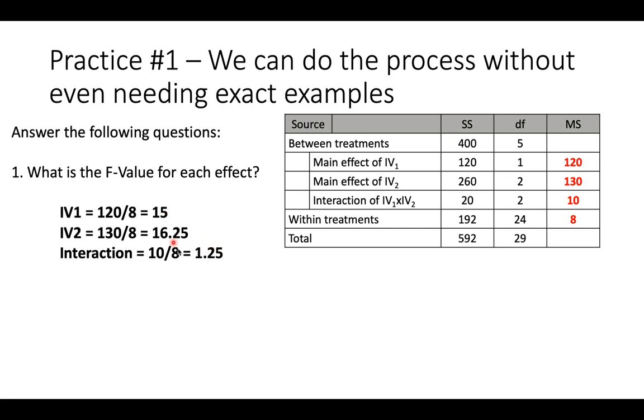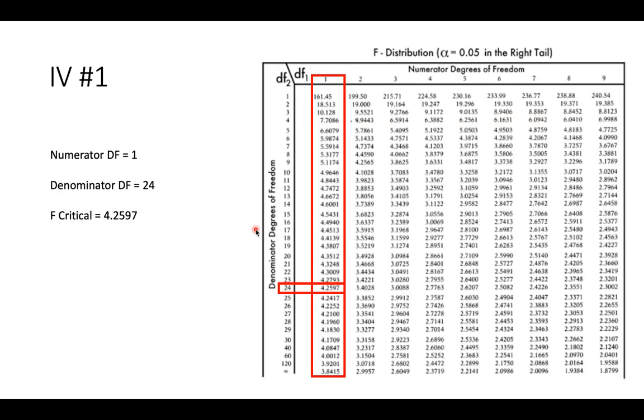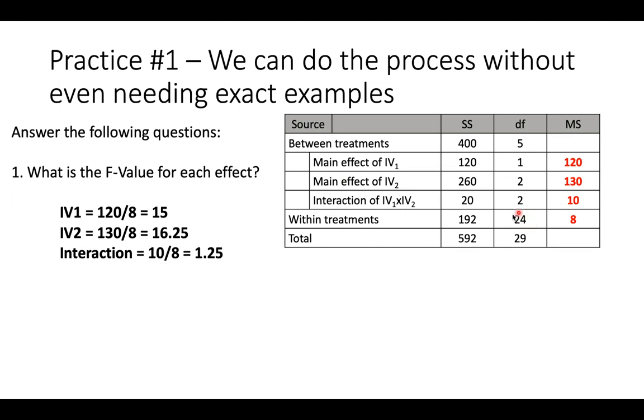So these are our 3 F values. This is what's going to tell us whether the effect is significant or not once we compare it to the critical values. So let's look at our critical value for variable 1. First we need to remember to bring with us the degrees of freedom for each effect, so 1, 2, 2, and then they will all collectively use the within degrees of freedom of 24 for their row degrees of freedom.